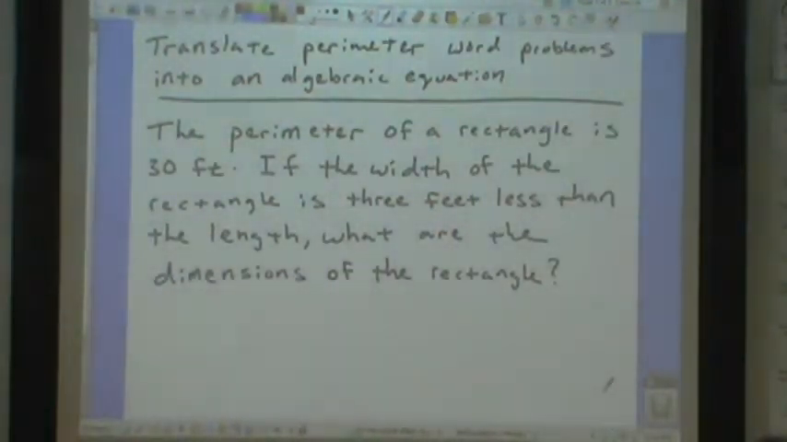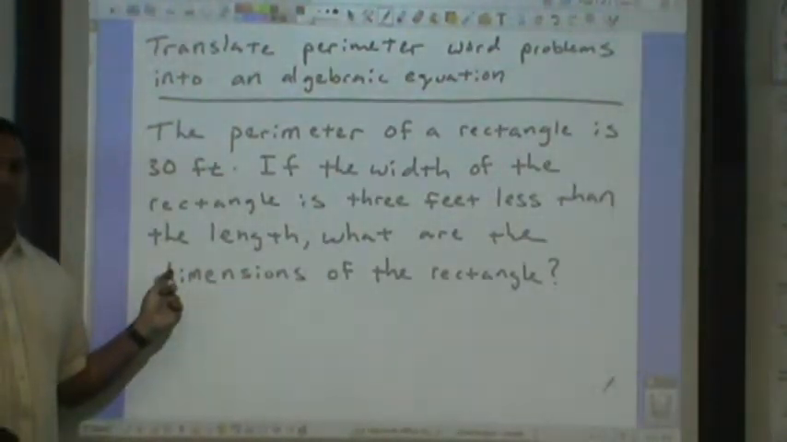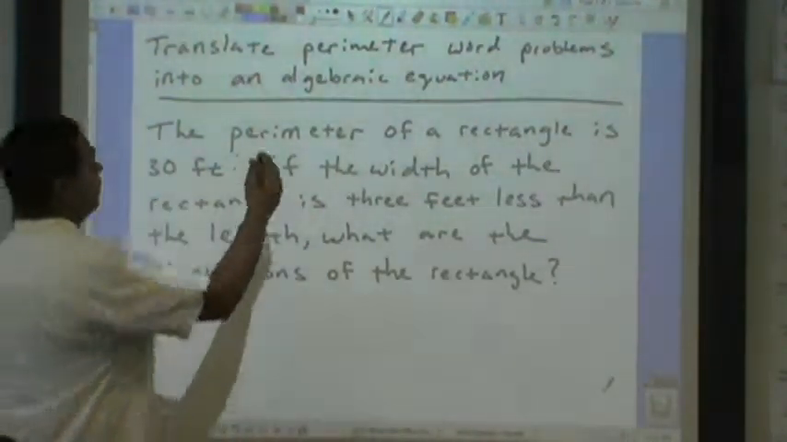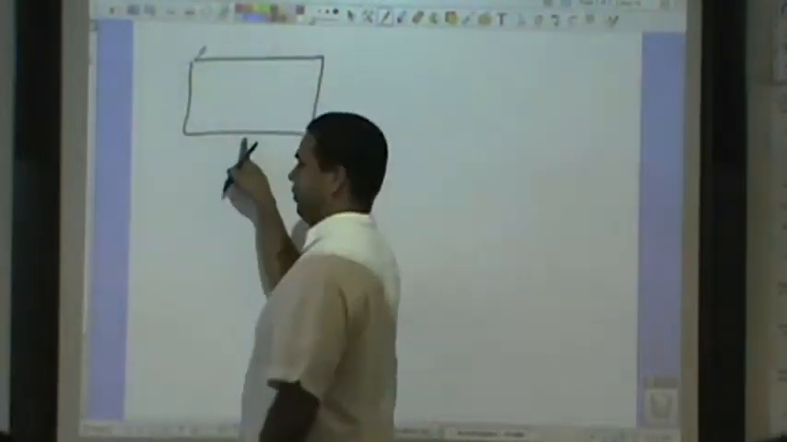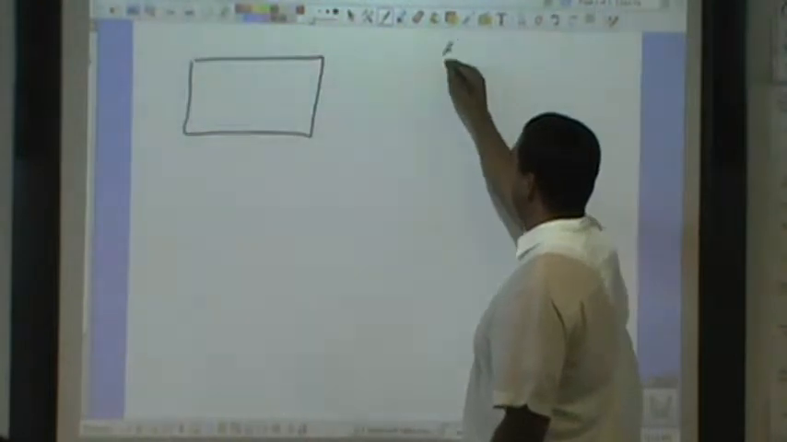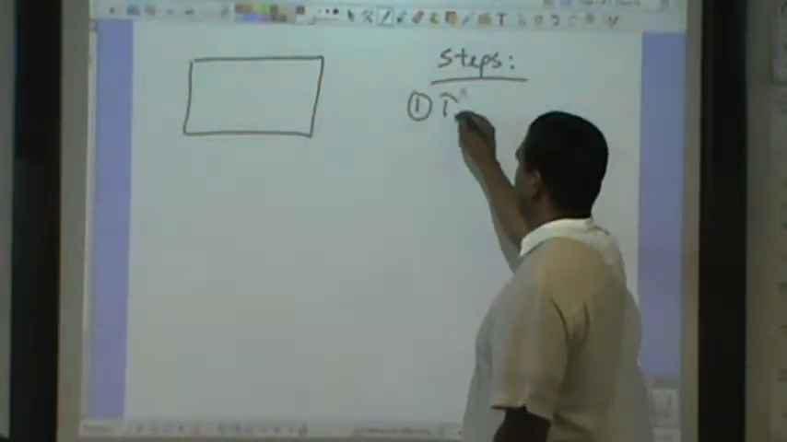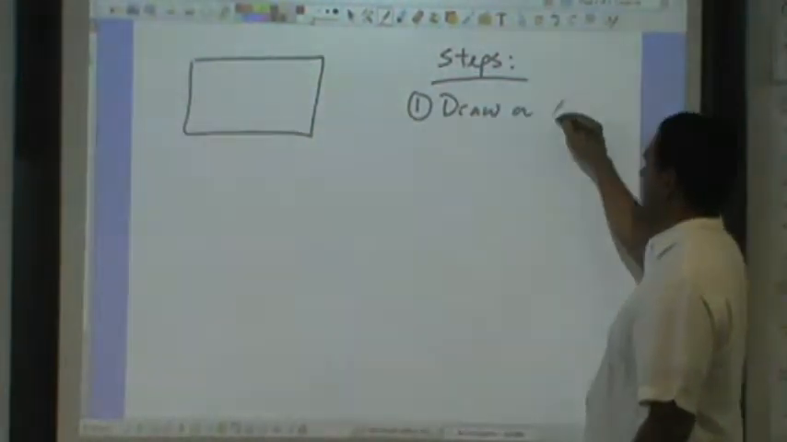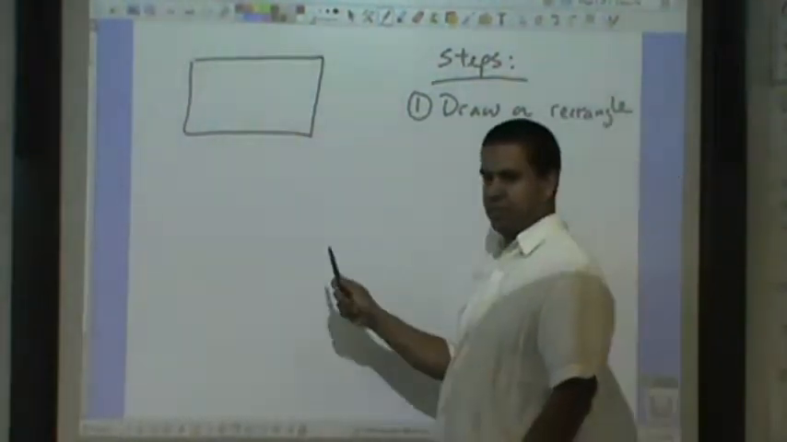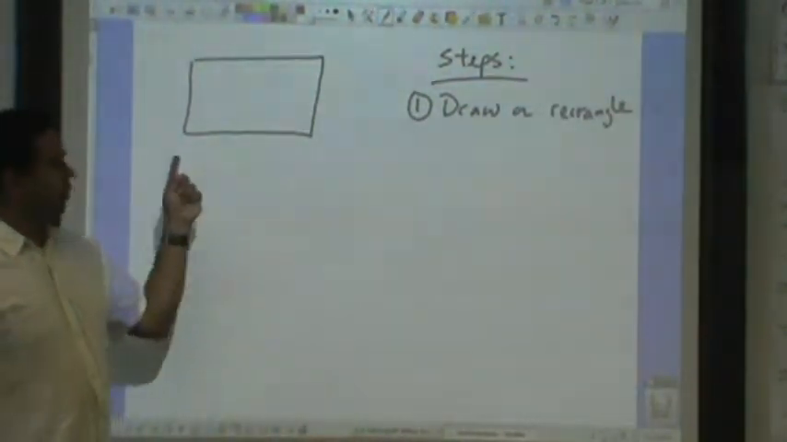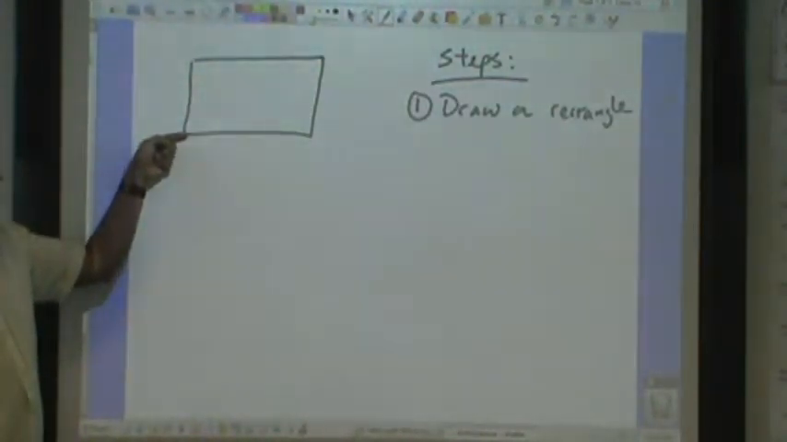What's a dimension? That's what I just said. We're going to look for the length and the width. So first thing we do, draw a rectangle. So the dimensions are the size of this thing. What is the length? What is the width? So that's what we want to know.